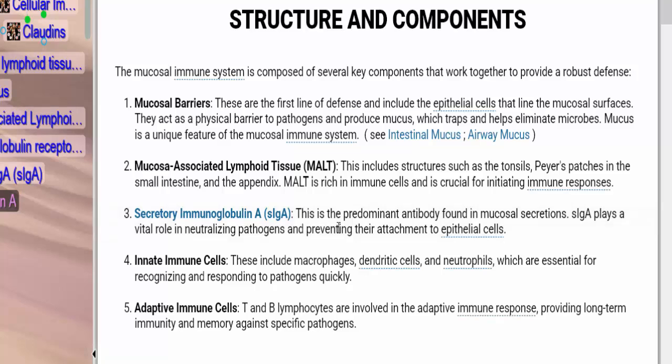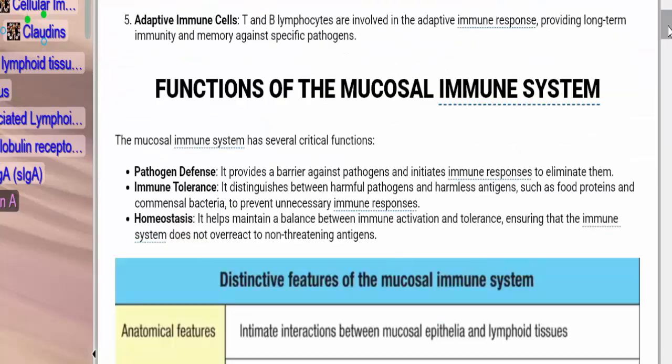It also contains secretory immunoglobulin A, and we'll talk about that today. That's predominantly found in the mucosal secretions, and it plays a vital role in neutralizing pathogens and preventing their attachment to epithelial cells. It also contains innate immune cells and adaptive immune cells. And so what are the functions of our mucosal immune system? Well, it's critical for pathogen defense. It provides a barrier against pathogens. It also initiates immune responses to get rid of them.